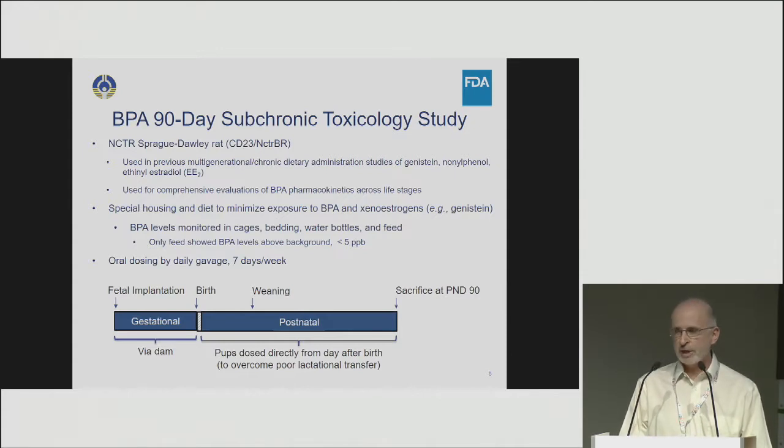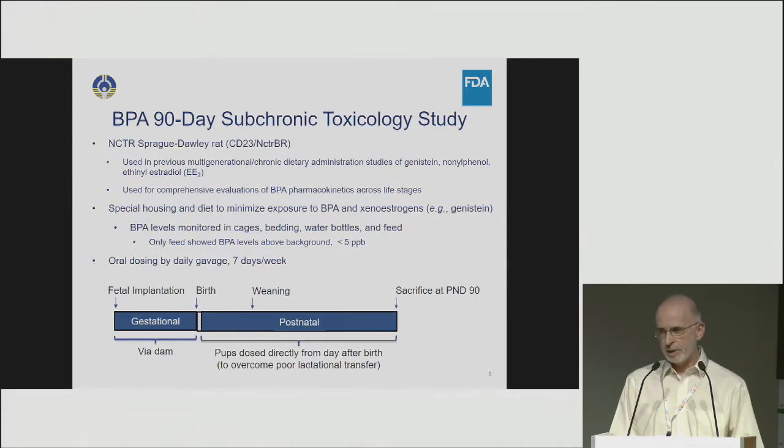So we selected housing conditions and diet different from those generally used at NCTR, to minimize the exposure to BPA and to other xenoestrogens. We monitored for genistein, coumestrol, zearalenone. We also monitored BPA levels in extracts and cages, bedding, water bottles, and feed. And we found consistently that the rodent feeds were giving us very low levels of BPA above the analytical background. And we established a cutoff.